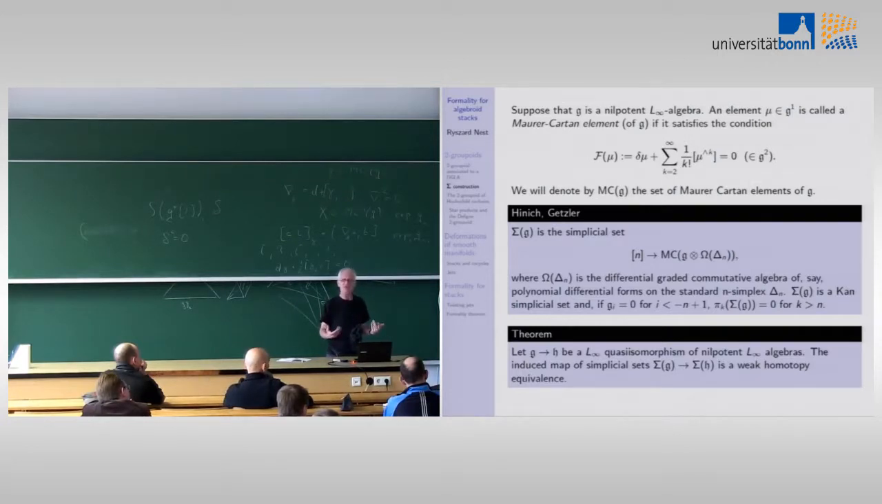The simplicial structure, the face and degeneracy maps, this kind of thing, just comes from the fact that the standard n-simplex has a simplicial structure. So this is a simplicial set. It is a Kan simplicial set, so it has the property of filling horns, like before, and it has this property that if our G has no terms of degree lower than minus n plus 1, then the homotopy groups vanish for degree larger than n.